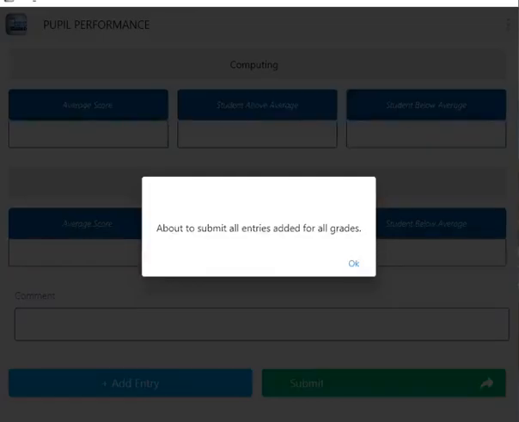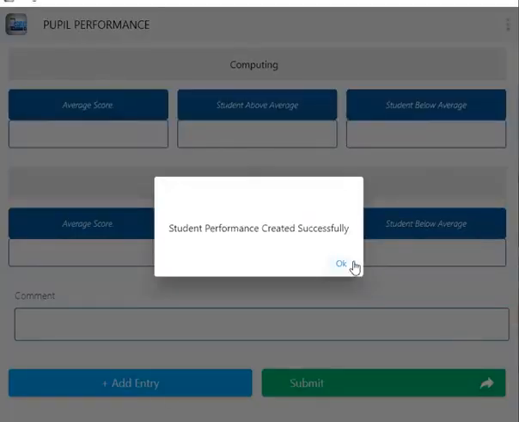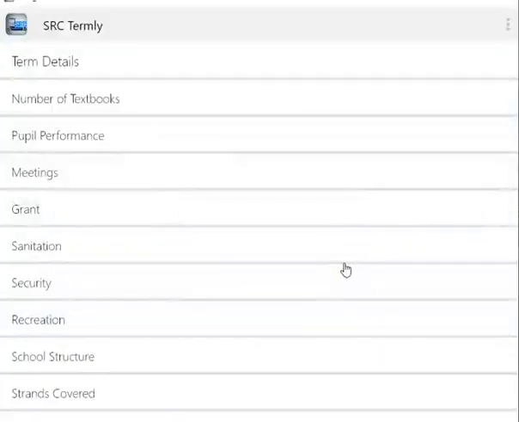So once you are done, we have added entry for all the grades, and you have provided all the required values. Then you click on OK. You click on submit first, then you click on OK. It will load, and it says student performance created successfully. Okay. So you can go back and view at the summary analytics.